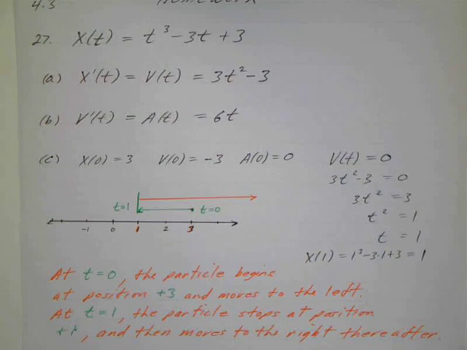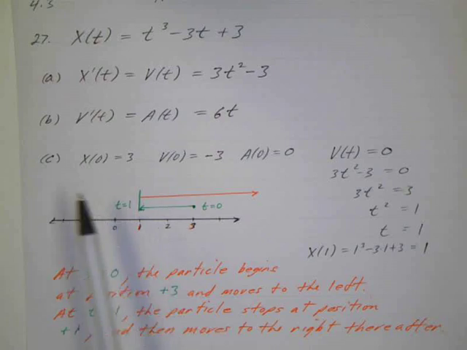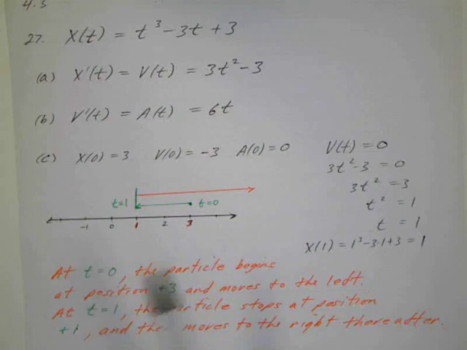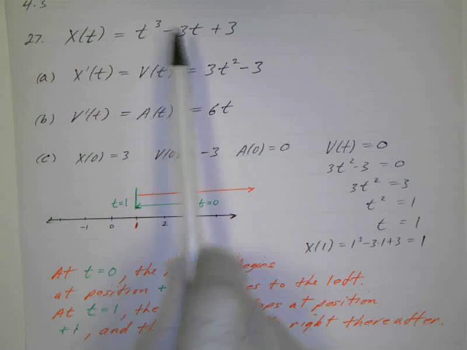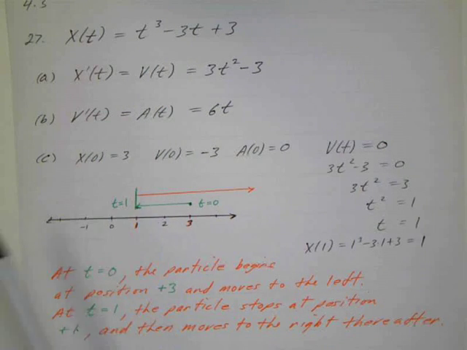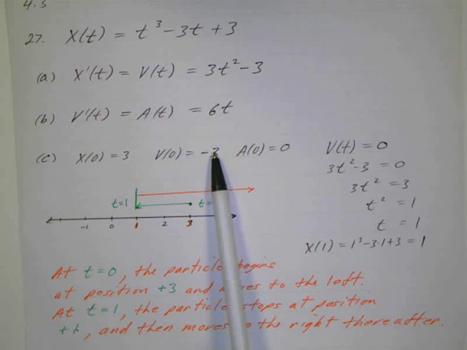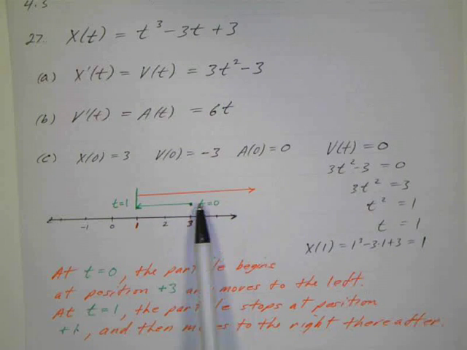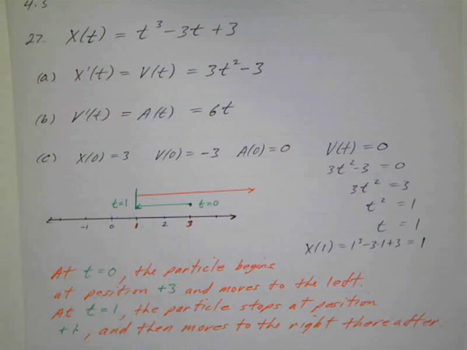So again, the same thing as in the last problem, 25. Where do I start? Well, x sub 0. Again, I start at 3. If I put 0 in here, I get 3. And my initial velocity is negative 3. If I put a 0 in for t, I get negative 3. So I'm moving to the left.